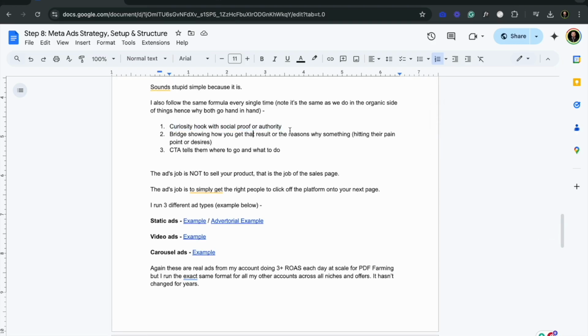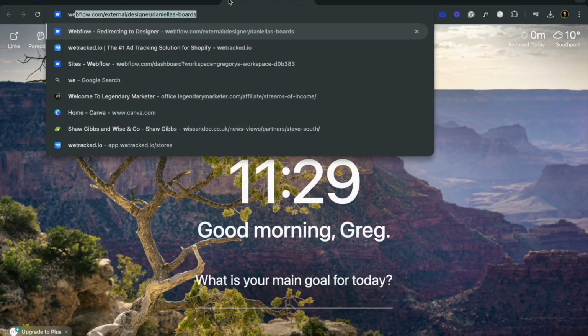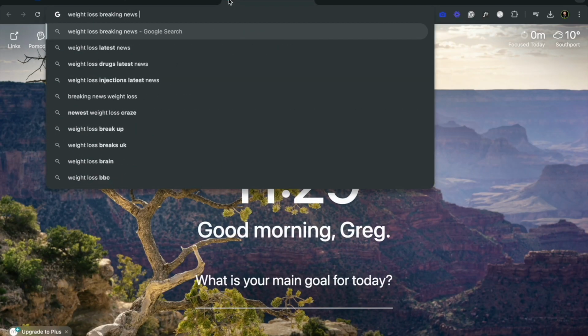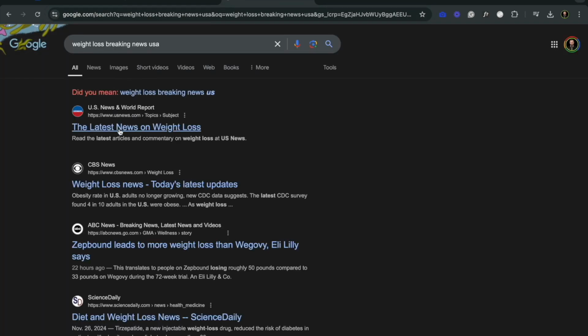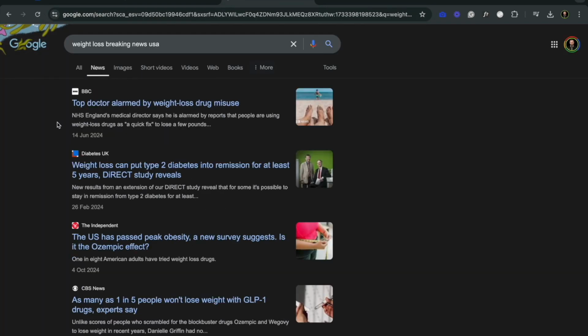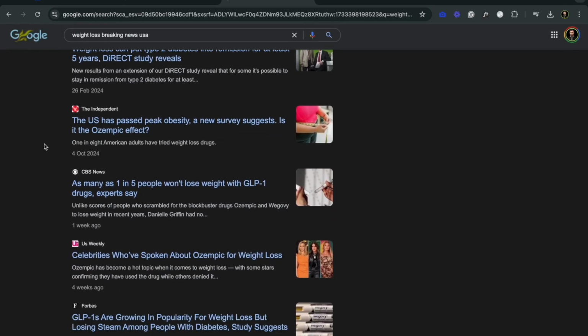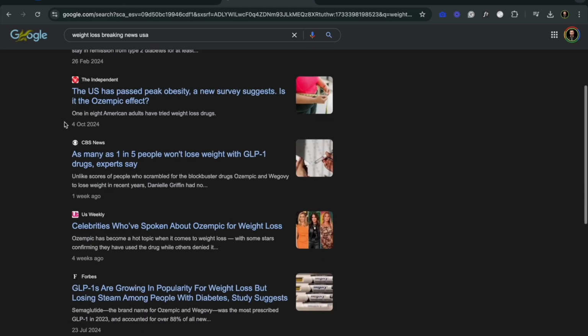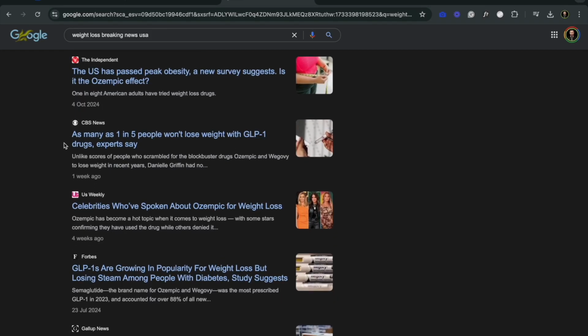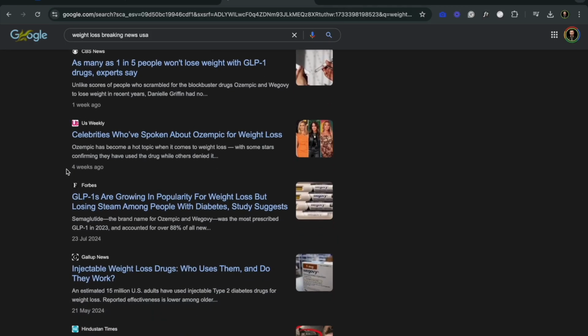social proof and authority even if you haven't started. You can use stuff like news articles. Let's say you are selling a weight loss product. If I go weight loss, breaking news, USA, you can see there's loads and loads of results here. 1 in 8 Americans have tried weight loss drugs. 1 in 5 people won't lose weight with GLP. This is a massive thing going on at the moment. It's the pharmaceutical semaglutide. Celebrities who've spoken about it, this is brilliant.